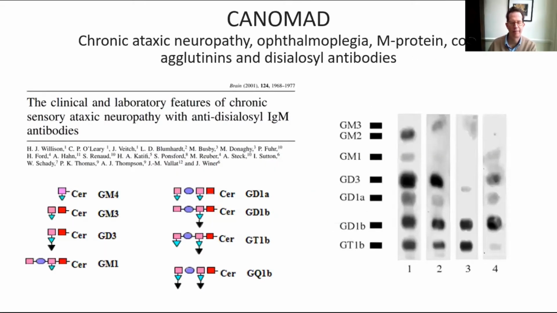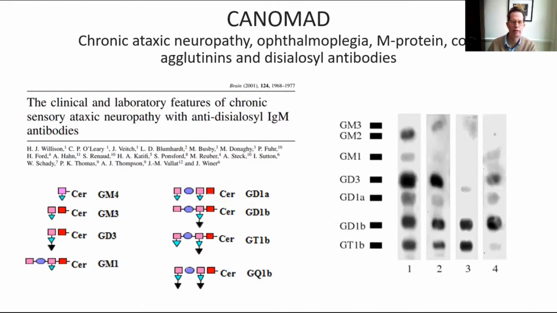Another quite well-known paraproteinemic neuropathy is the chronic ataxic neuropathy with ophthalmoplegia, M-protein, cold agglutinins, and disialosyl antibodies, known as CANOMAD. This was originally described in a series of 18 patients by Hugh Willison, also shortly after me here in this section, with other colleagues from around the world, a lot of them in the UK.